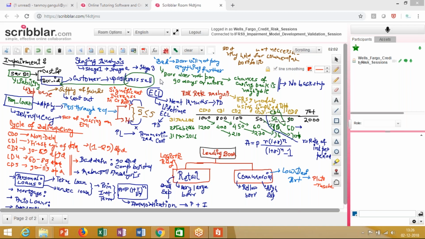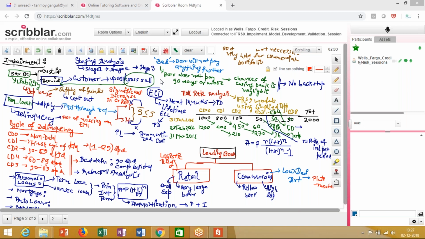Now, when you deteriorate to stage two, it means that something has happened which has caused your credit risk to increase, right? But you are not an impaired account, so you have not hit your default definition. So you are delinquent. You may have missed one or two payments, but you have not hit the bad definition, so you are in stage two. Now, if you further deteriorate and you get impaired or you satisfy my impairment definition, that is my bad definition, default definition, then you are in stage three.